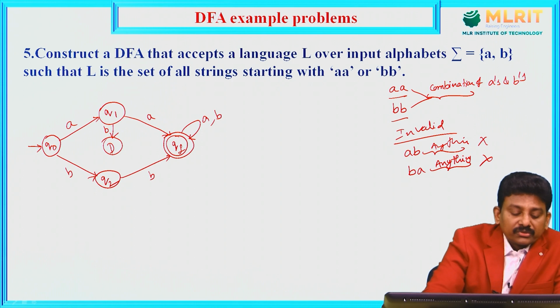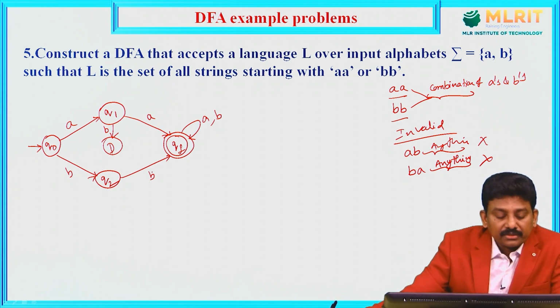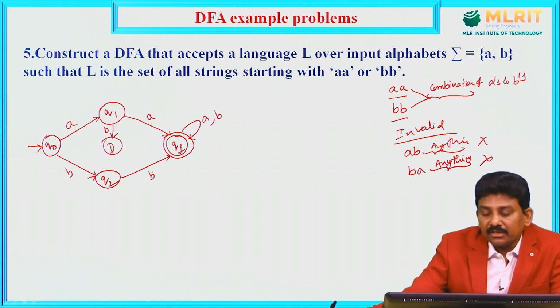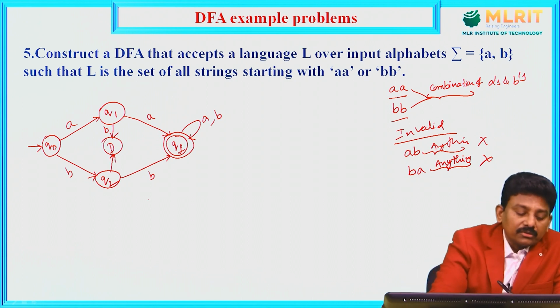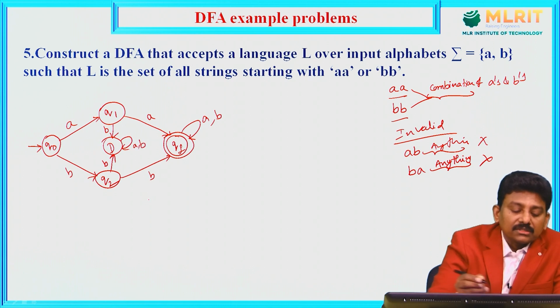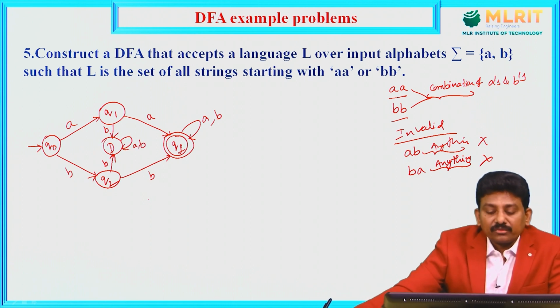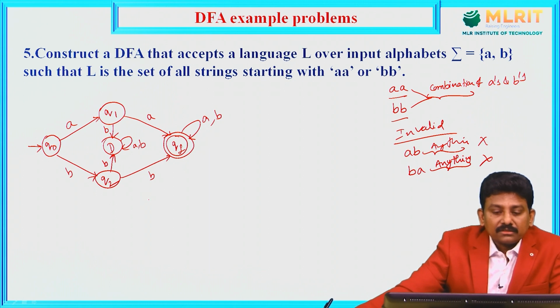In Q2 also you have to define the transition for A. That means the previous symbol is B, current symbol is A, that is BA. BA is invalid, so go to the dead state. Once you reach the dead state, for any number of A's and B's, stay in the dead state. You cannot come out of the dead state.